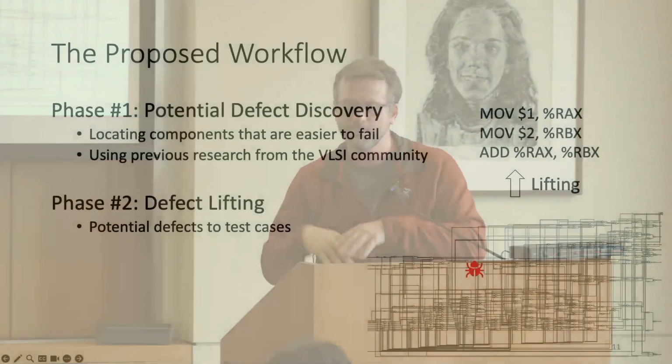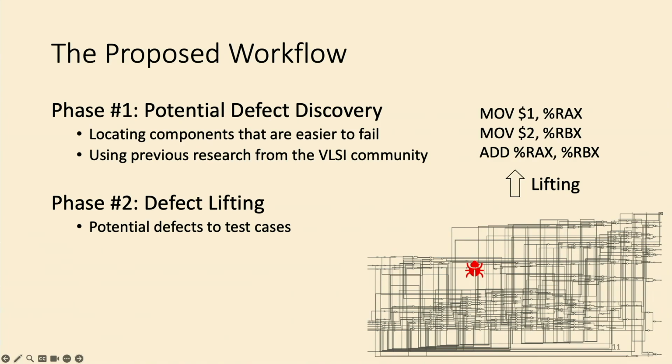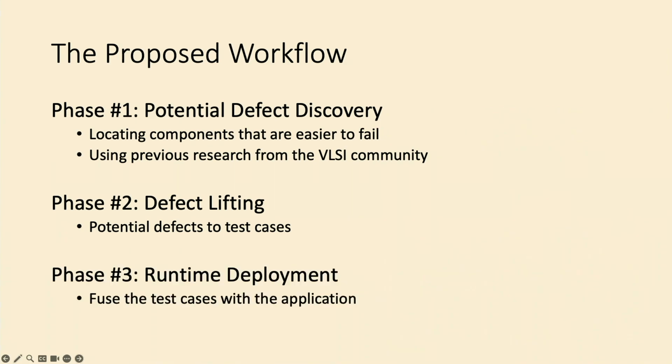The second phase is called defect lifting, which takes the potentially defective paths that we found in the first phase and then generates a bunch of test cases. And I'm going to get to this. This sounds straightforward, but it is not that straightforward to do, actually. And the third phase is some form of runtime deployment, in which case we want to maybe fuse the logic of these test cases with the application itself and perform the testing at application runtime, and hopefully we can do that at scale.